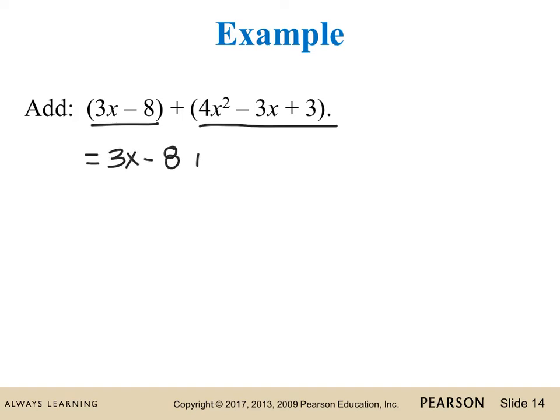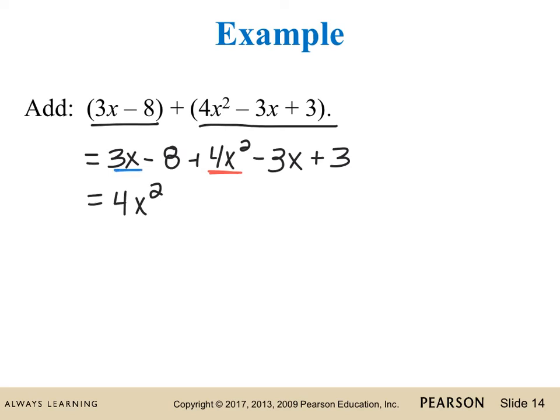This is not a step you're normally going to have to show. You can just drop them in your head. And then I'm going to go about combining like terms. I'm first going to look for x squared terms because those are the highest degree. So 4x squared is the highest degree term. I'll write that first. There aren't any other terms like that.